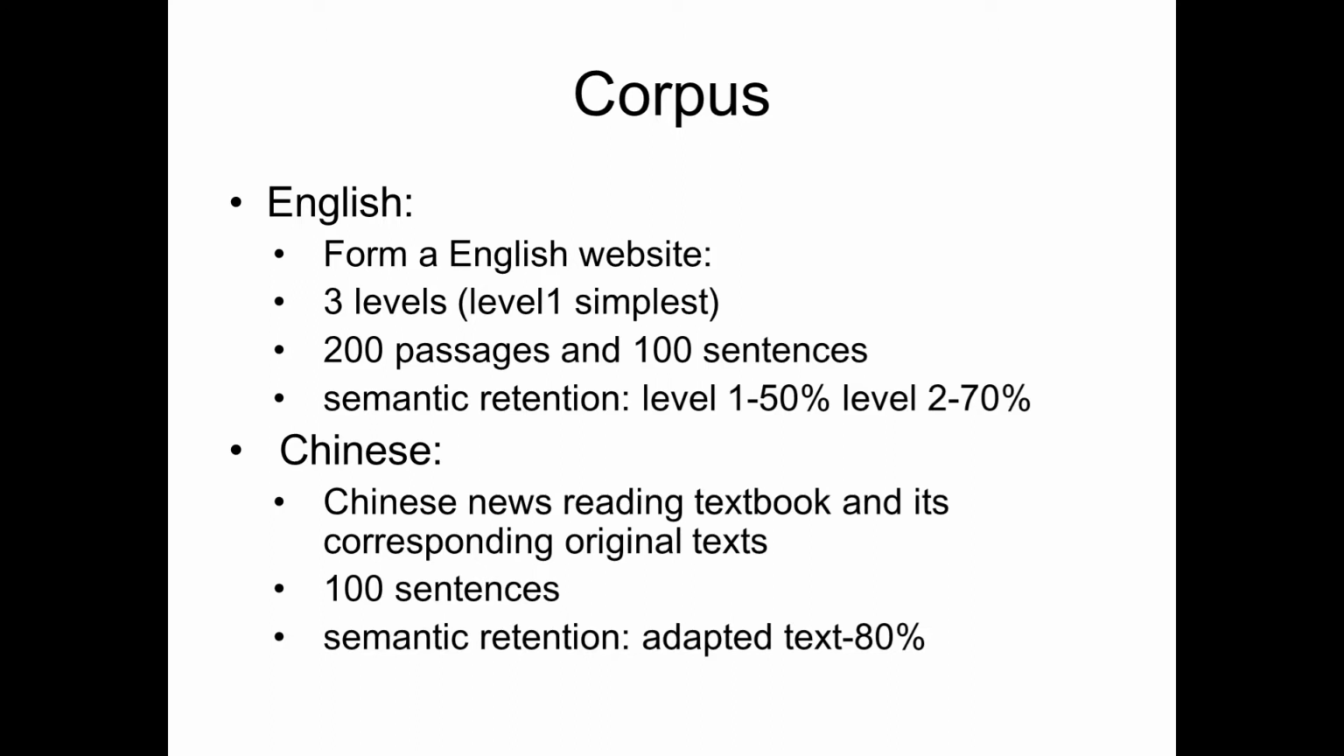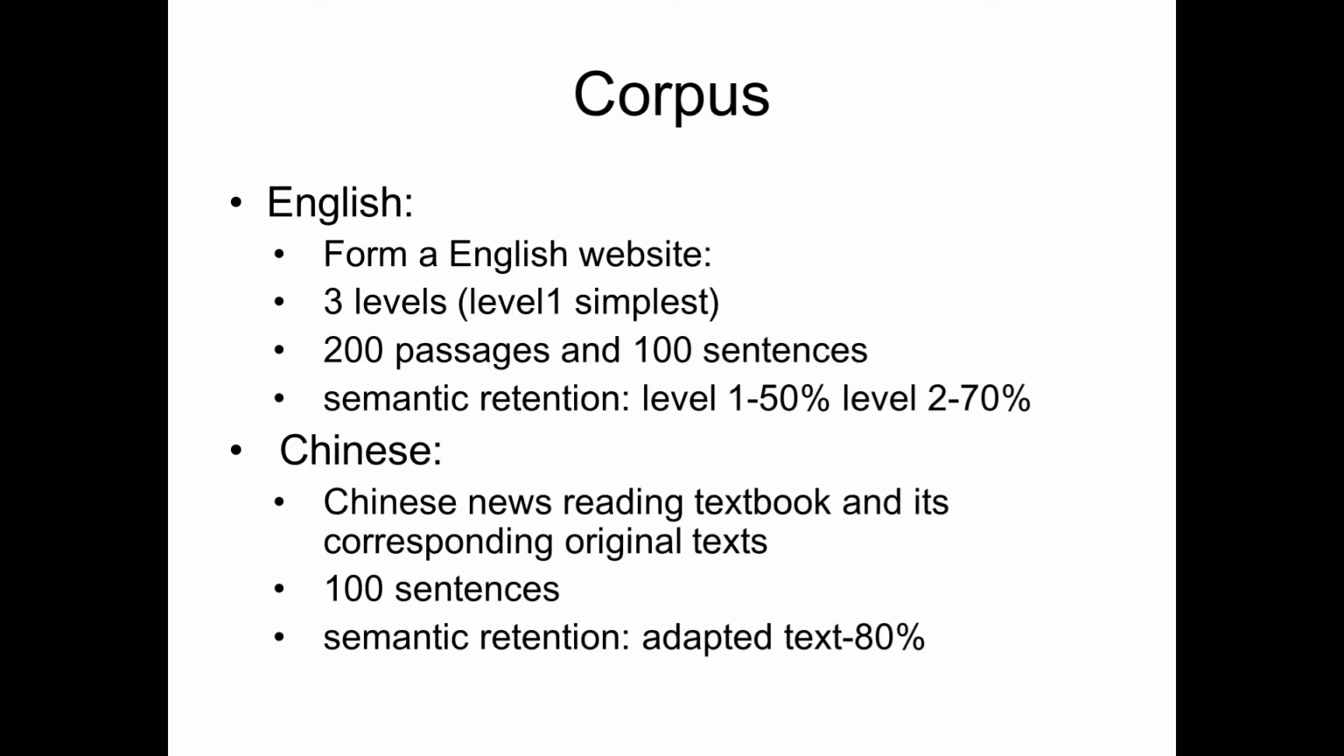We collected 200 English passages and 100 English sentences. Each piece includes 3 levels. We manually judged the semantic retention of level 1 and level 2 to be 50% and 70% respectively. The Chinese corpus comes from the text of a Chinese news reading textbook and its original text. We collected 100 sentences, and the semantic retention of the adapted text is around 80%.